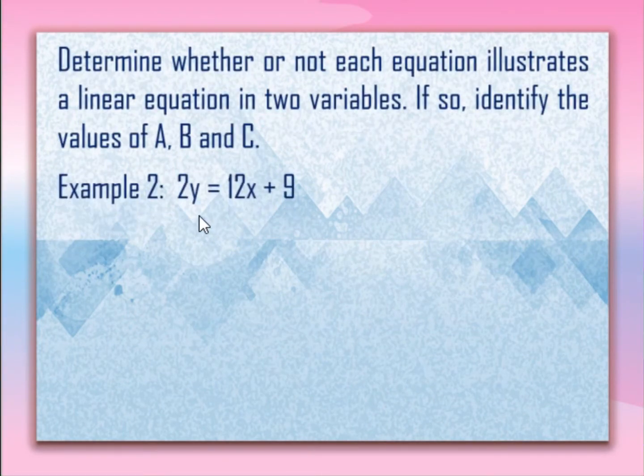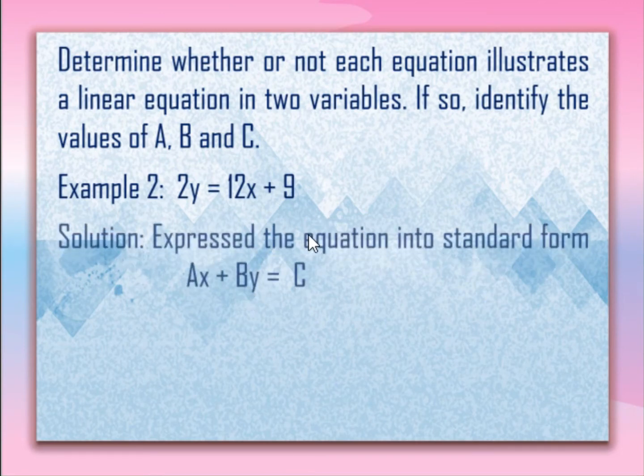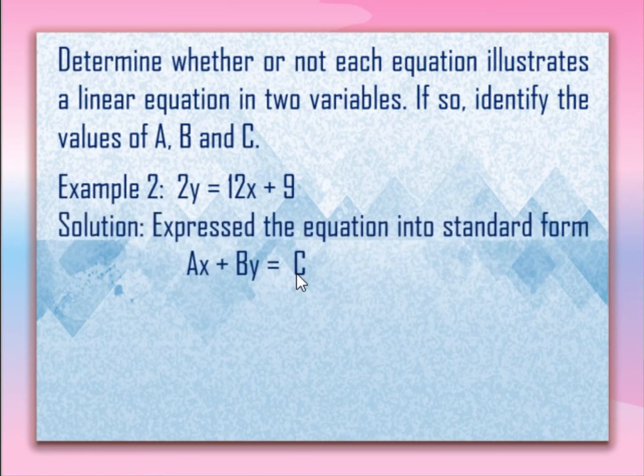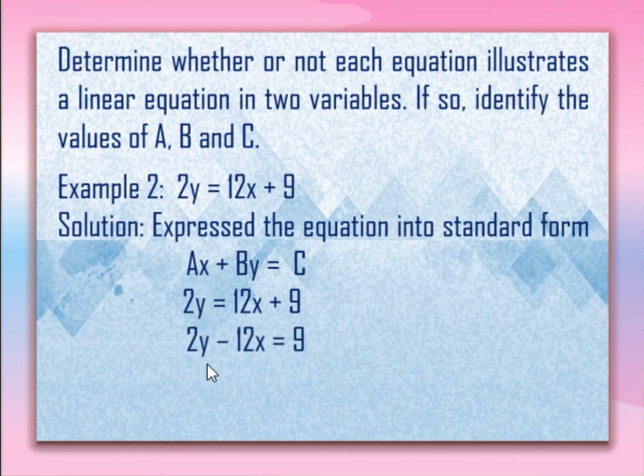Example 2. 2y is equal to 12x plus 9. Once again, we express the equation in standard form, ax plus by is equal to c. Since 2y is equal to 12x plus 9 is given, we need to use the addition property of equality. 12x will become negative 12x when moved to the left side of the equal sign. So we have now 2y minus 12x is equal to 9.